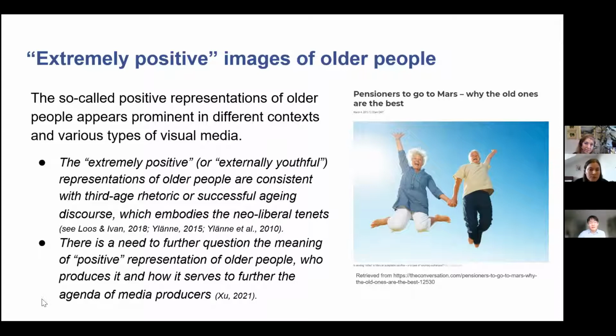Considering that there have been more and more so-called positive images of older people, we definitely need to question what meaning it generates and who produced those positive images and how it serves to further the agenda of media producers. And at the end of my presentation, I would like to highlight the complexity and nuance in the way older people are visually represented in the media. So we could discuss these complexities and other issues surrounding visual images of older people in the breakout rooms. Thank you.